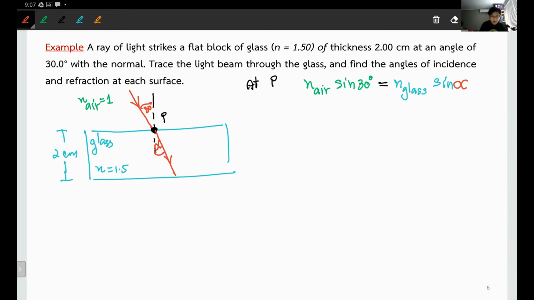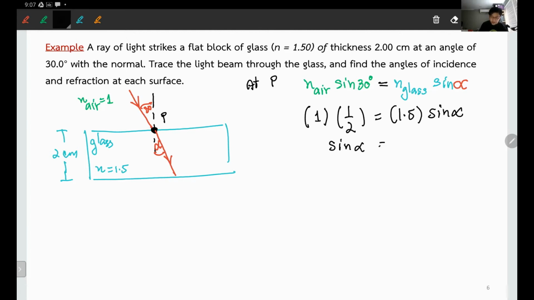Simple as that. Okay, so let's plug in the numbers. n of the air is assumed to be 1 all the time. Sine 30 is 1 over 2. n glass is given to be 1.5. Then sine alpha is known now. Okay, let me work through this one a bit. So sine alpha is going to be 1/3, I think. Yeah, very good. And then you can punch the calculator. So alpha will be the inverse sine of 1/3. Done. That's how you figure out alpha.